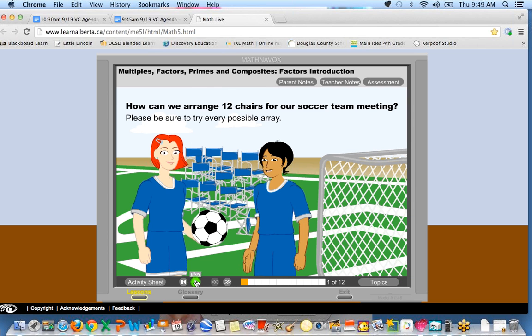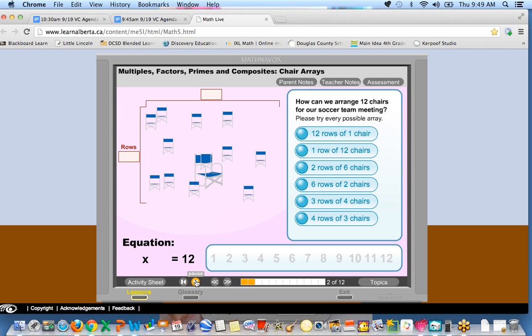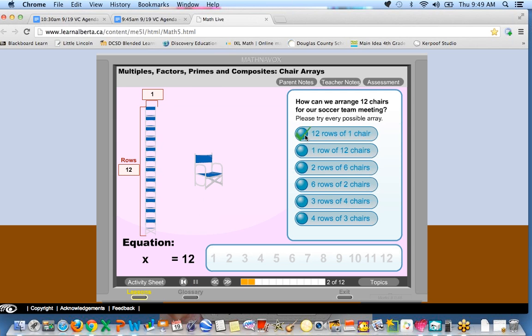All right, so we have 12 chairs, and we've got to arrange them. How can we arrange 12 chairs for a soccer team meeting? Please try every possible array. Okay, so I will show you our different choices. So we can have one row with 12 chairs.